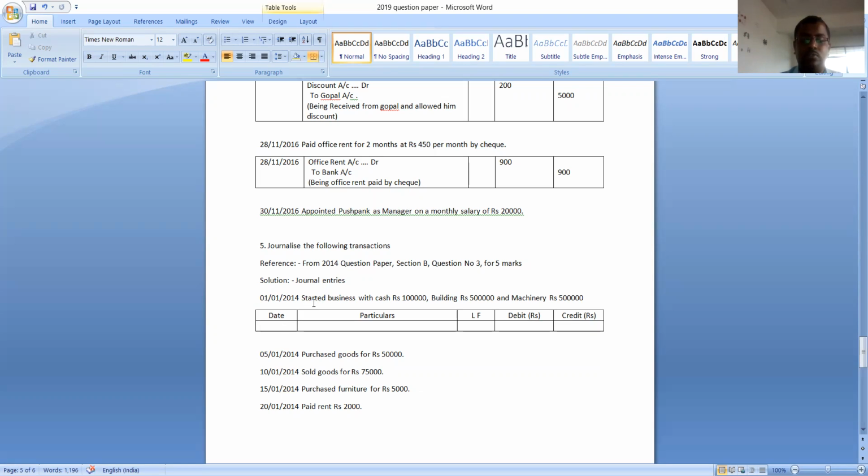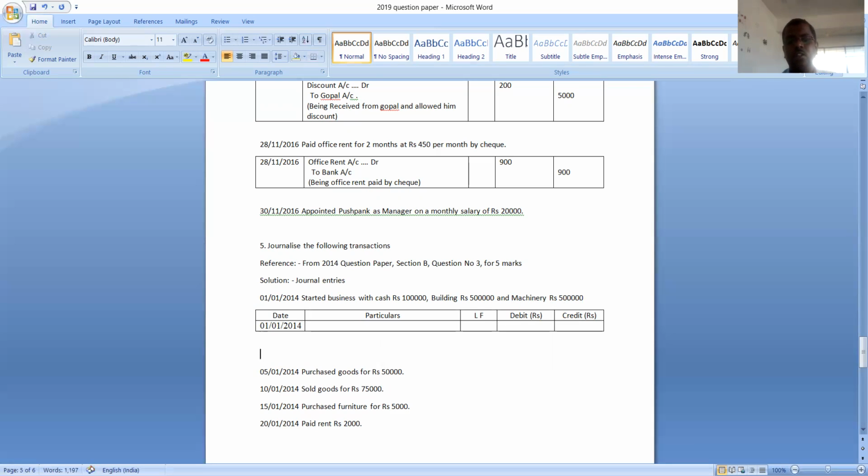The first transaction is dated 1/1/2014. What is the transaction? Started business with cash rupees 1 lakh, building rupees 5 lakh, and machinery rupees 5 lakh. So how many accounts are you finding here? Three are clearly visible, and there is one hidden account, that is, started business. Who started business? The owner started business. Which account does he have? Capital account.